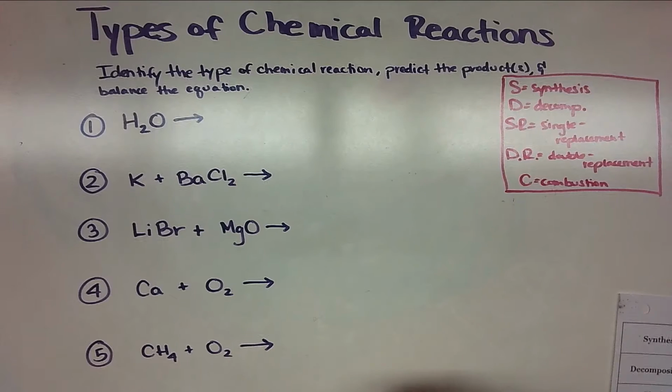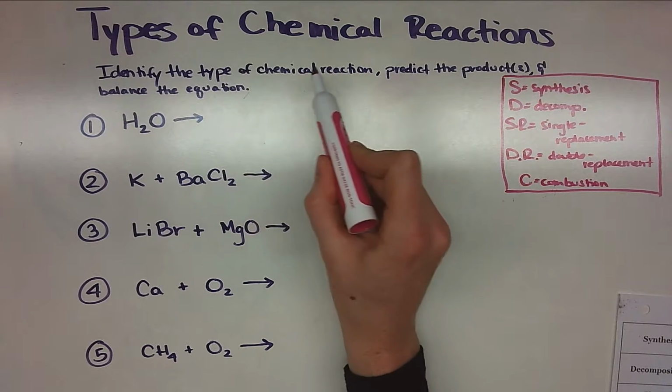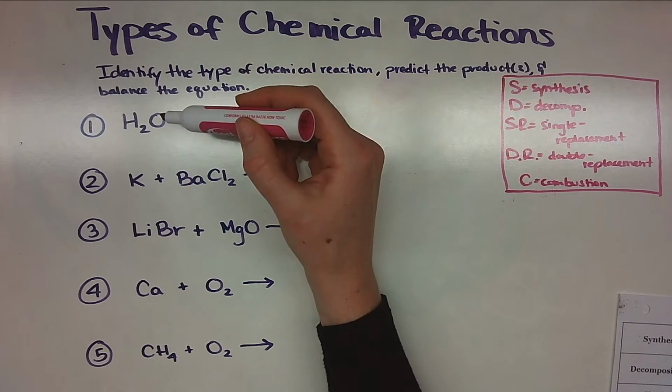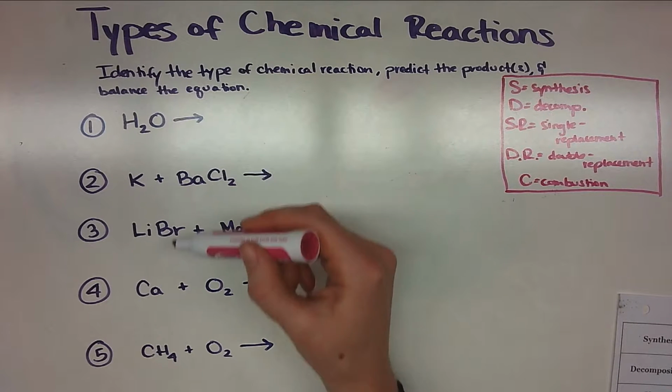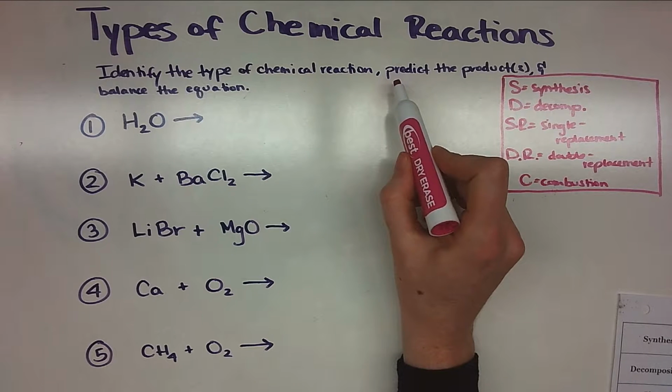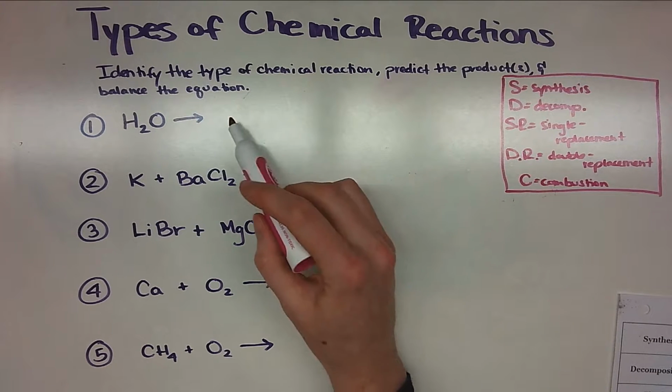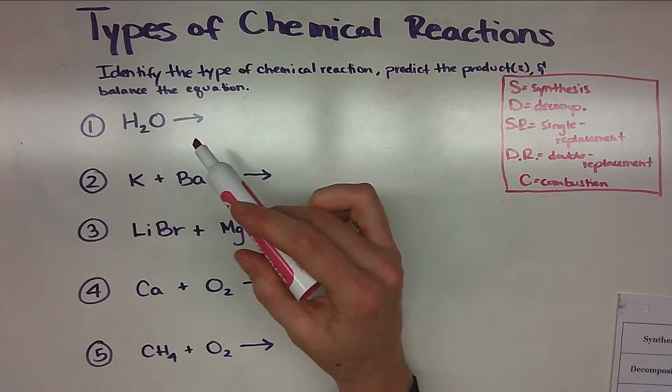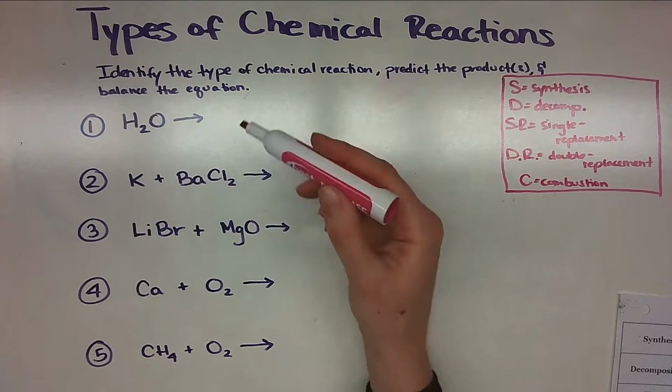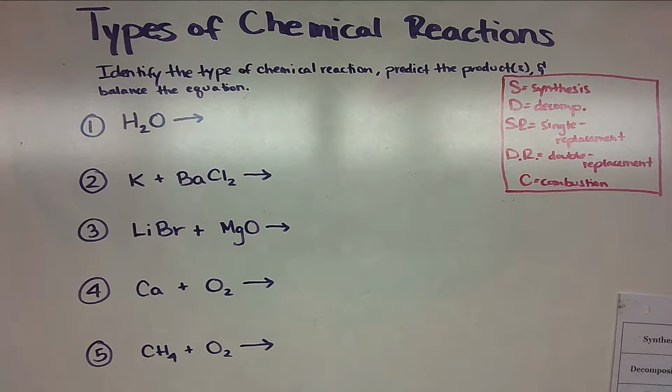Hey chemistry students, this tutorial is going to focus on the types of chemical reaction when it comes to not only identifying which reaction is taking place when you're given a product, or a reactant or reactants, but also predicting the product. So what is formed? How are the atoms rearranged? So we have 5 different reactions.